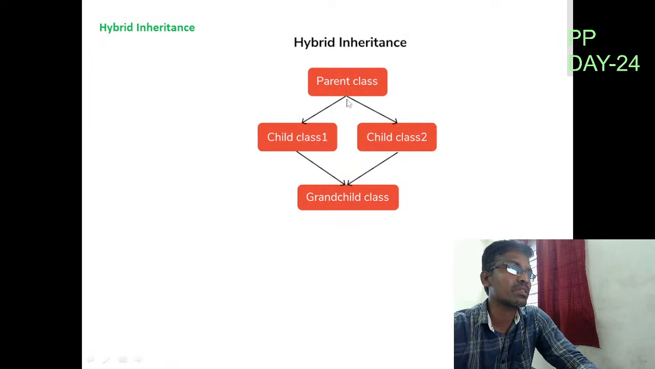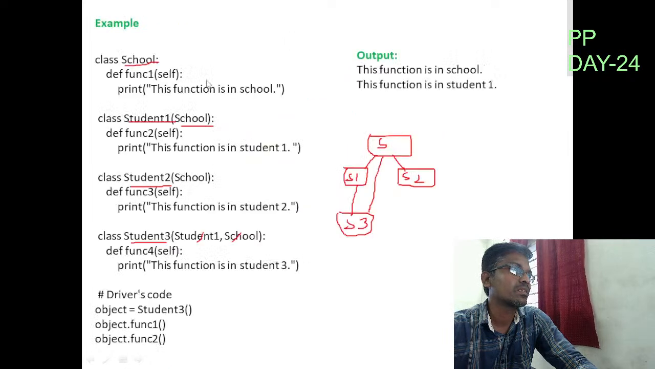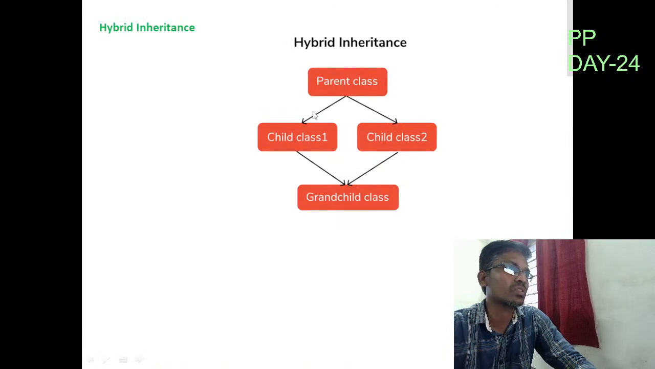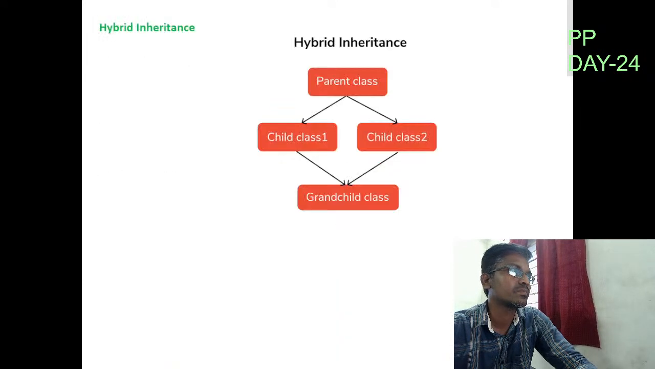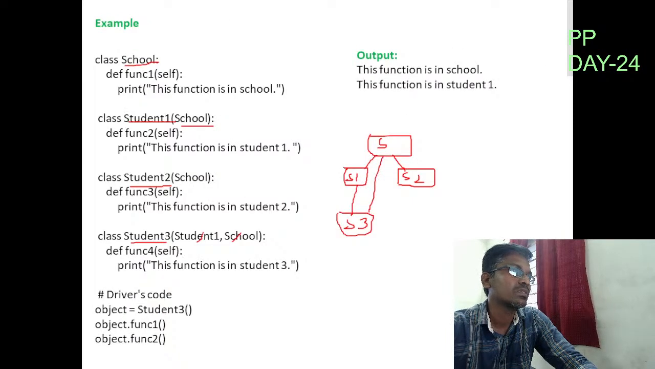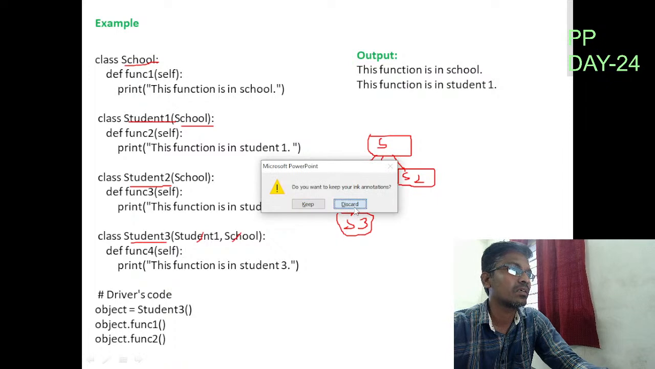I hope you understand what I am saying. So this is the parent class, school, and student 1 and student 2 will be derived from it. The next derived class will be derived directly from the parent, or from student 1 and student 2 also. So that is about hybrid inheritance. Any doubts up to now? So that's all about object oriented programming in Python.